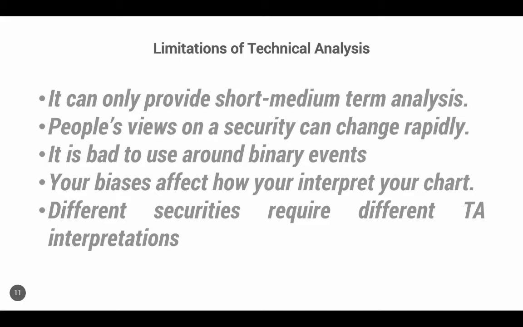So different securities require different technical analysis interpretations. An indicator that we commonly use, maybe MACD or stochastics, may work well for one security, but it won't for another. So if you're using trend lines for gold, that may not work for something else, like bonds or certain types of stock which are quite volatile. So you have to be able to adjust your type of analysis depending on which type of security you're trading.